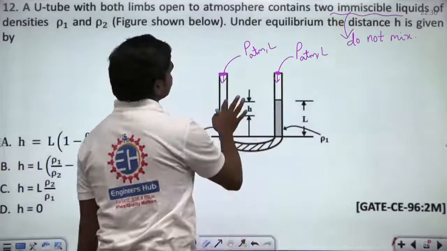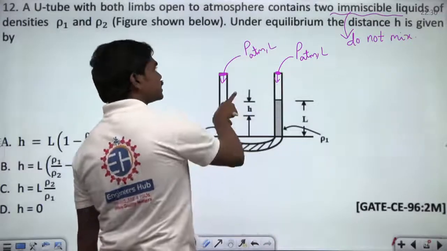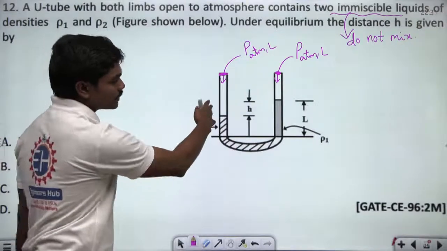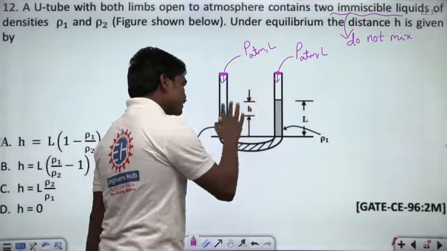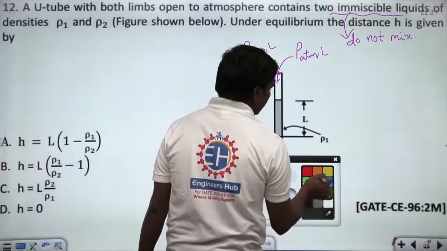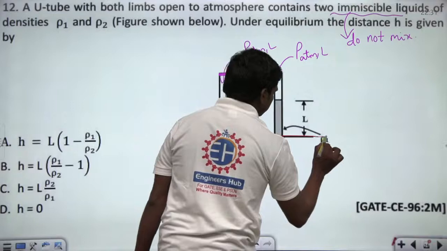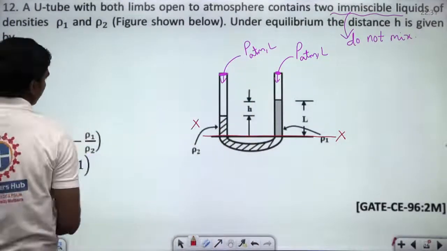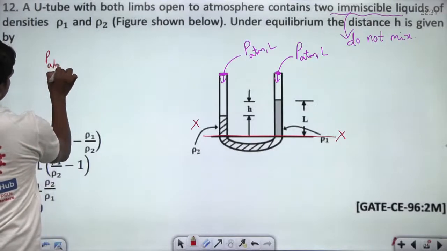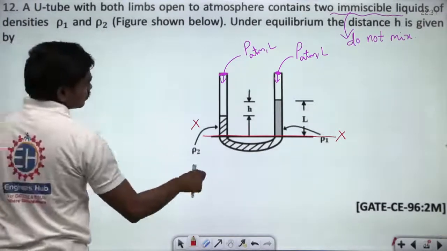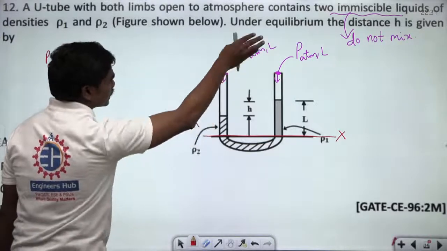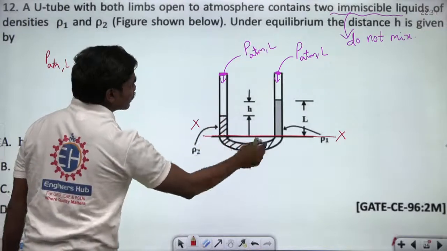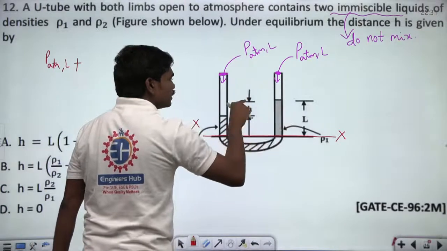Then in the figure shown below, under equilibrium, the distance h is given by. So they are asking, under the static equilibrium, what is the value of h. If the complete system is in static equilibrium, let us apply a static pressure balance about this section XX. If you apply it on the left limb, you have P atmospheric local plus, and the density of air is neglected, so it's very small. Let us suppose this density is rho 2, as given here. So this column is of height, look, this total is L, this difference is H.